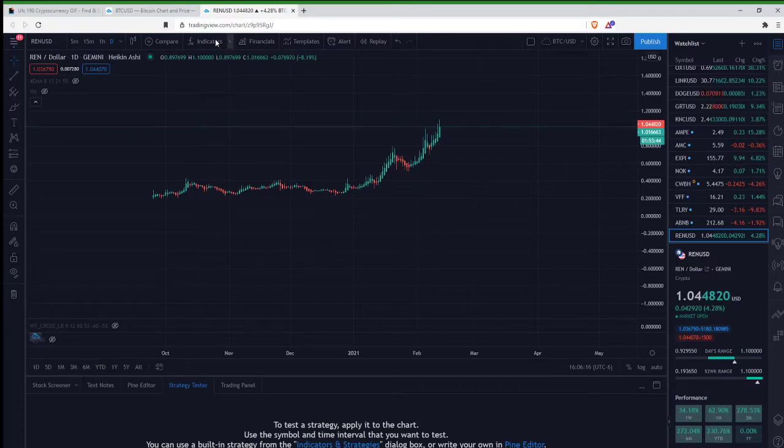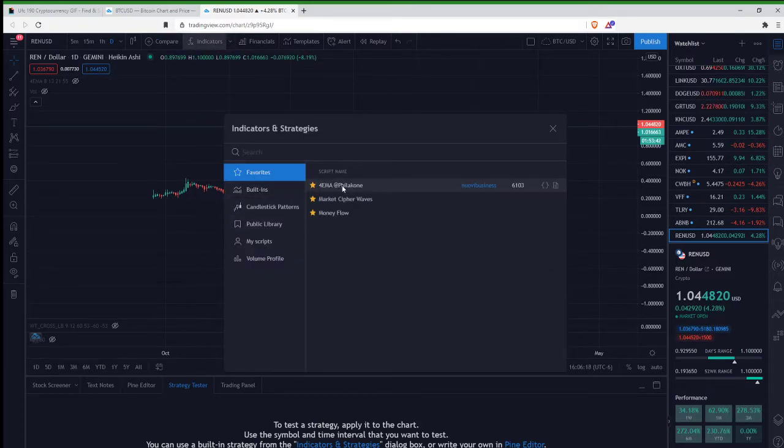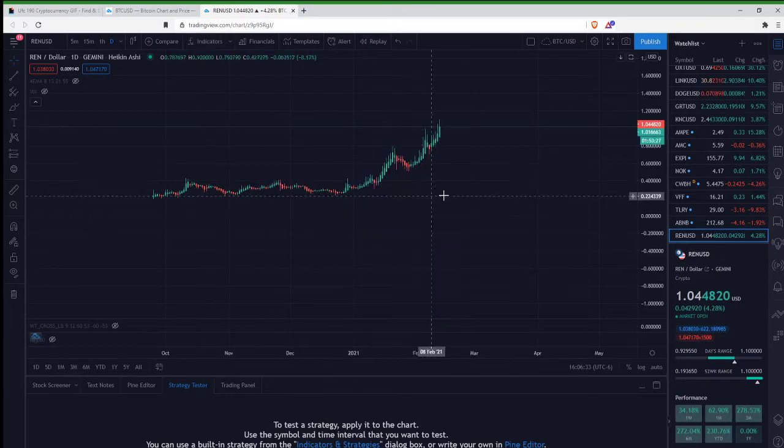And here are some indicators. Here's the indicators tab where I have a few favorited: a money flow indicator, market cipher waves, and exponential moving averages. We're going to get into that. Like I said, I don't want to talk too much on these things, to stray us away from what we really need to learn here.